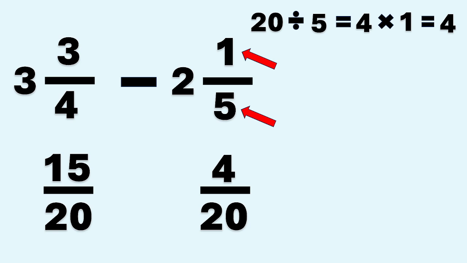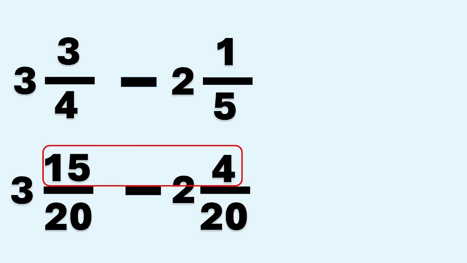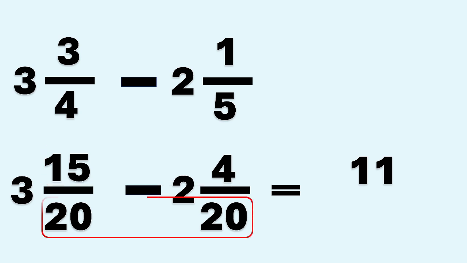Now, the two fractions are already similar fractions, so we can subtract now. Copy first the two whole numbers. We have here 3 and 2. So we have 3 and 15/20 minus 2 and 4/20. First, subtract the numerators. 15 minus 4 equals 11. Then copy the LCD 20.